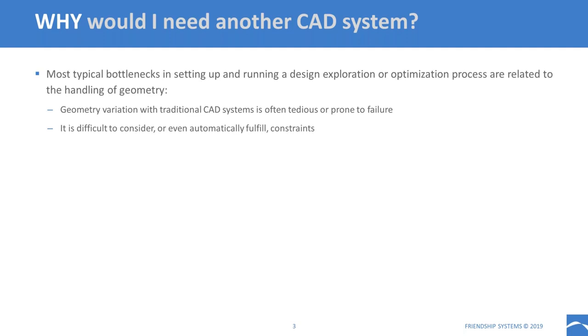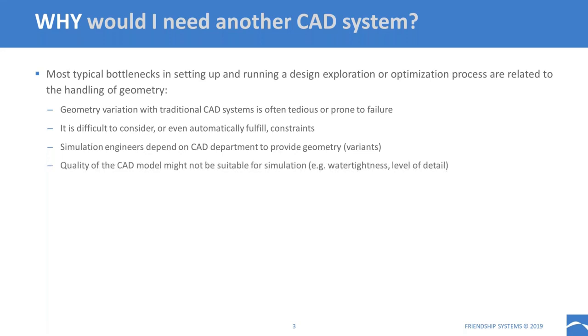Constraints are an important point. When you're optimizing a geometry, you would like your optimized result at the end to fulfill certain constraints, be it due to manufacturing or packaging limitations, things like that. So it is important to consider these constraints right when you're changing the geometry. Also, sometimes the simulation engineers who are running simulations and optimizations depend on the CAD department to provide geometry, geometry variants or parametrized geometry models. That's often not so easy to handle because there is this interface between the different departments.